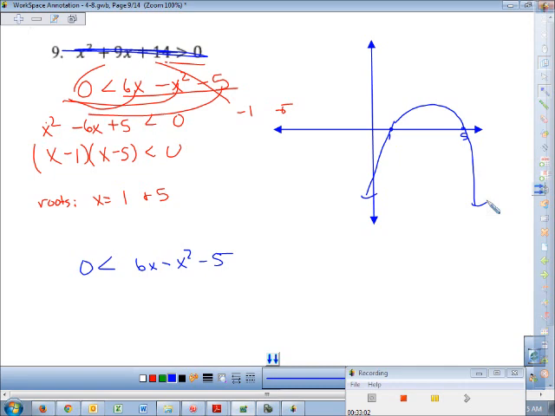Now figure out where this thing is. Whoa, what does that even say? Does that say greater than 0 or less than 0? It says greater than 0, doesn't it? We've got to figure out where he's greater than 0, which I believe is right there. So in interval notation, only one interval.